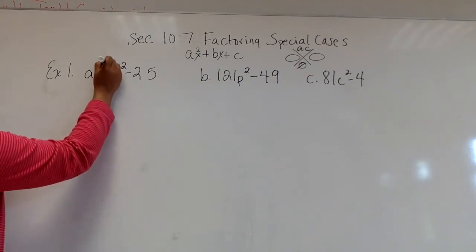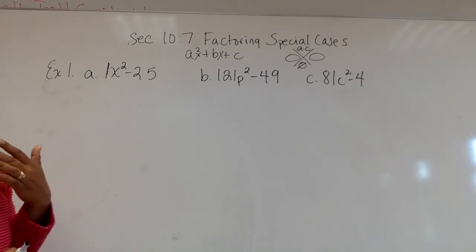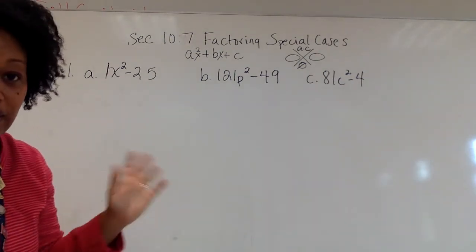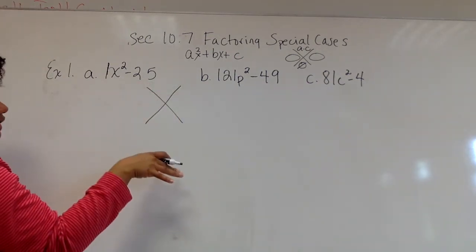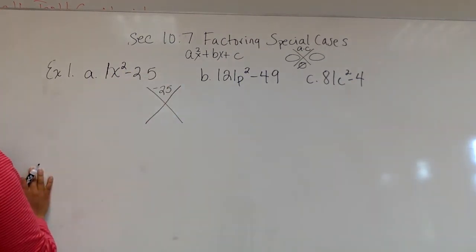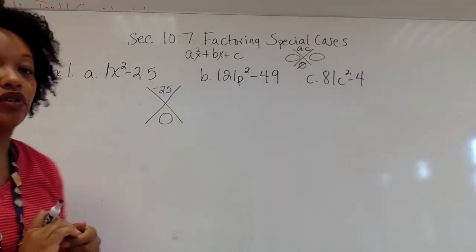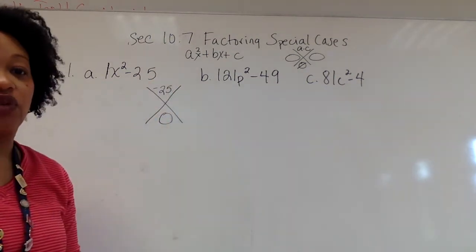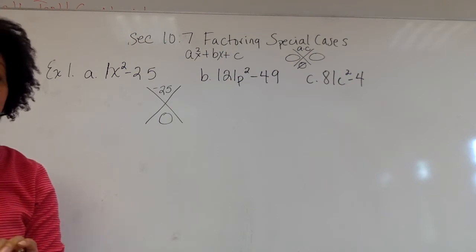My A is 1, because you know there's an invisible 1 right here, and my C is negative 25. So if I set up my X, 1 times negative 25 is here, right? And my B is 0. So I need to think of numbers that I can put here and here, that when I multiply them, I get a negative 25, but when I add them, they cancel each other out and give me 0.